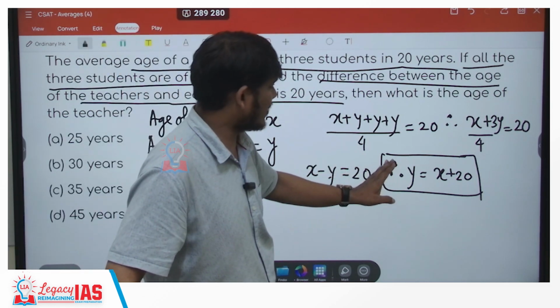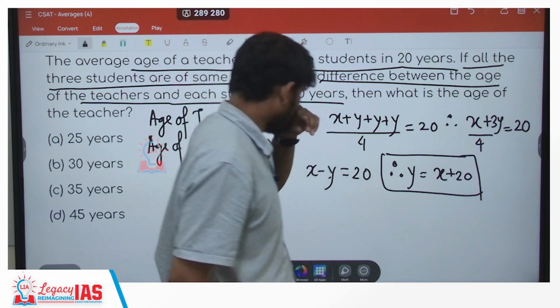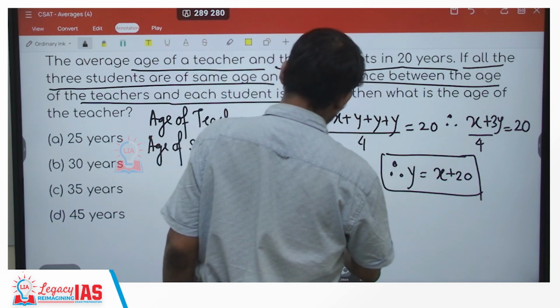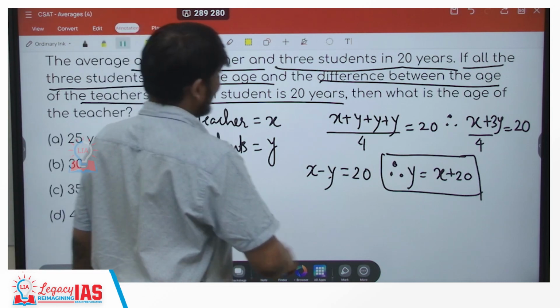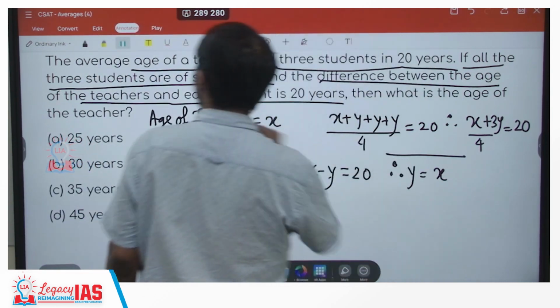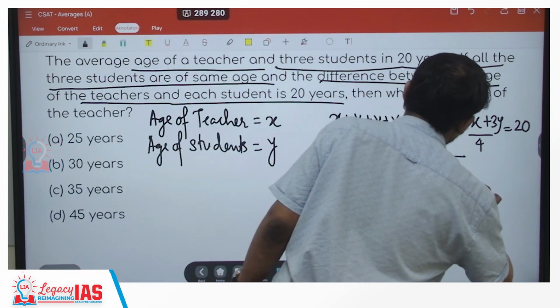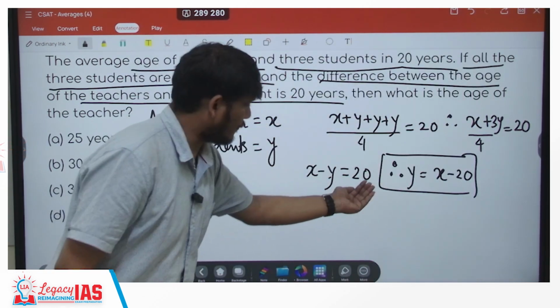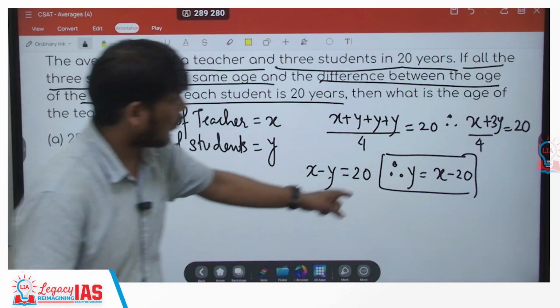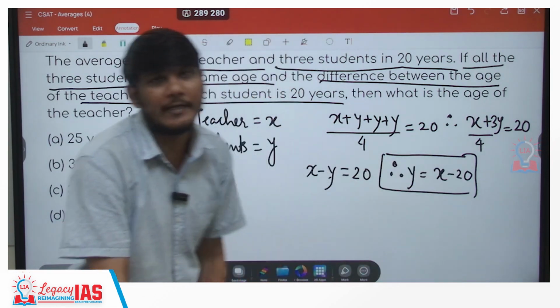Y equals X plus 20. So Y goes that side, becomes positive. Right? Y would not be equal X plus 20, X minus 20. This has to be X minus 20. So Y will go that side, become positive, 20 will come this side, become negative. So Y is X minus 20.